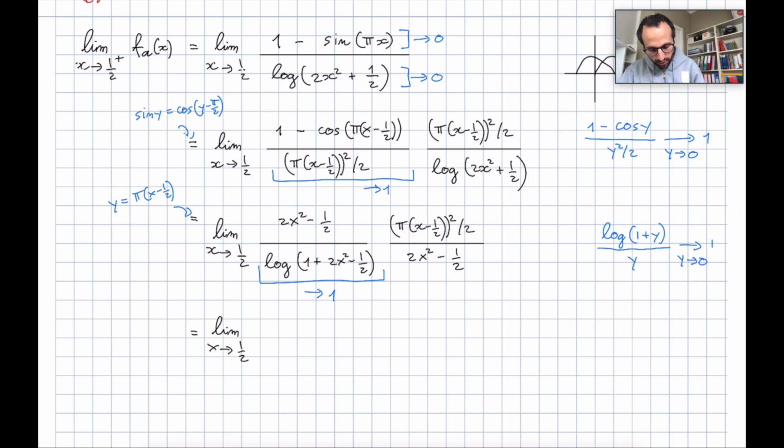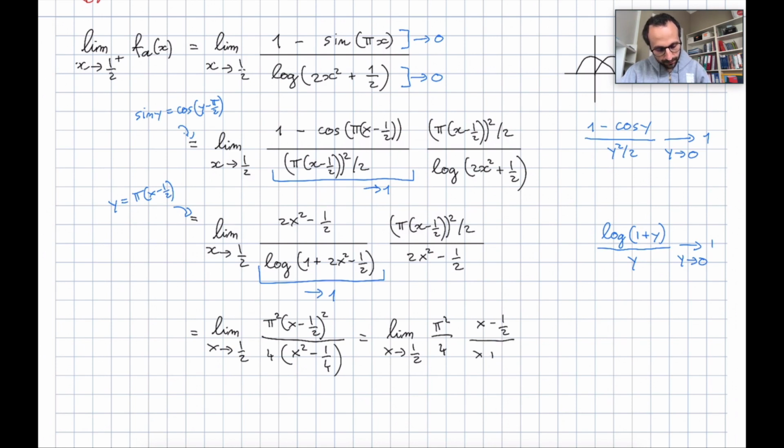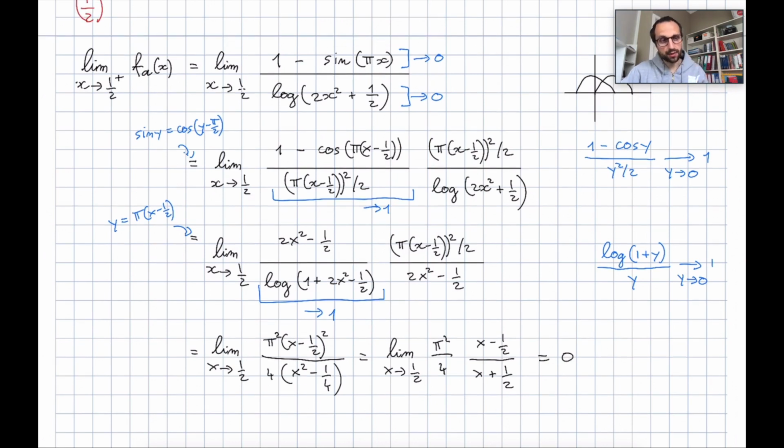Perfect. So I've just found that this initial complicated limit is nothing but a very simple limit of this ratio. Now we are ready to conclude, because this is nothing but x minus 1 over 2 times pi squared over 4, and the denominator is going to be x minus 1 half times x plus 1 half. So x minus 1 half simplifies with the numerator, and so I get this. And this limit is certainly 0. Wow, fantastic. So the limit from the right is 0 indeed.